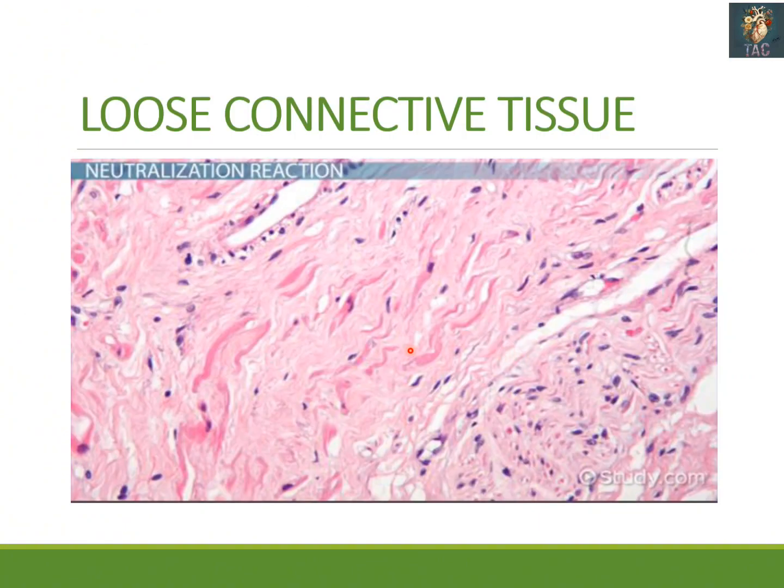This is another slide of the loose connective tissue, and this one is a blood vessel, some arteriole which may be present over here, and this is the loose connective tissue in which you can appreciate these dark pink colored fibers stained with eosin. These are the collagen fibers, and a large number of nuclei which may be the nuclei of fibroblasts or other resident cells of the connective tissue.